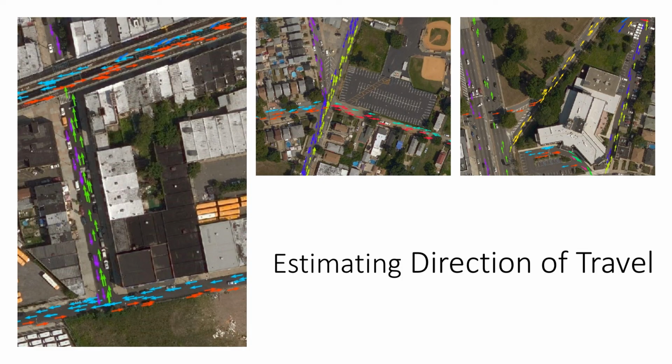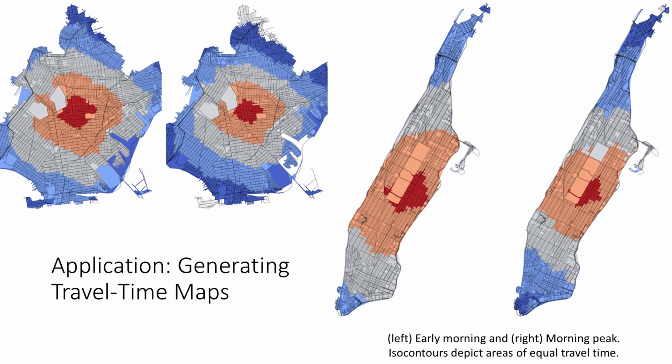Additionally, our method can be used to understand motion patterns in novel areas. Here, we visualize the predicted per-pixel orientation for several overhead images overlaid as a vector field and colored by the predicted angle. As observed, our method captures primary directions of travel, including differences in one-way and bidirectional roads. Finally, our approach can enable many applications such as generating travel time maps. This visualization shows isochrone maps for Brooklyn and Manhattan that depict areas of equal travel time.